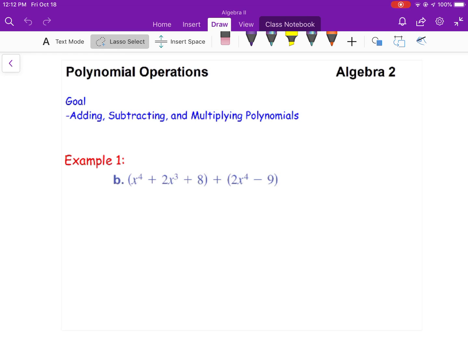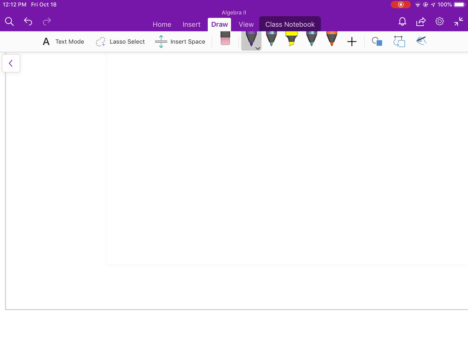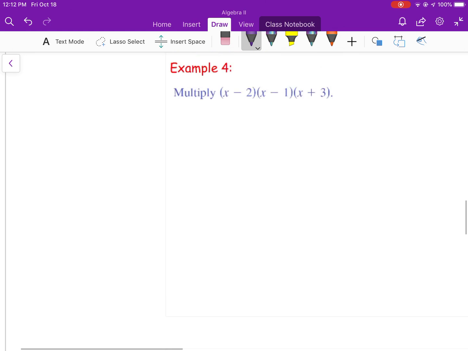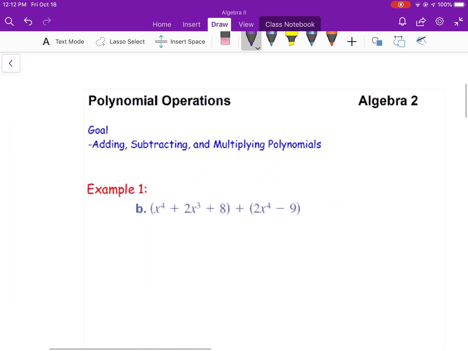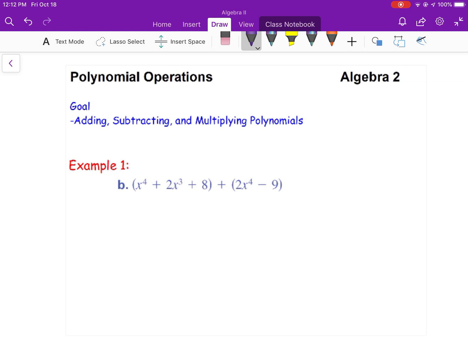Operations with polynomials. We're going to add, subtract, multiply, and divide. When it comes to these, make sure that you're very careful to look in between your parentheses and decide on what your operation is. I would hate for you, because you see parentheses here and here, to think that you're going to multiply when you're actually adding.